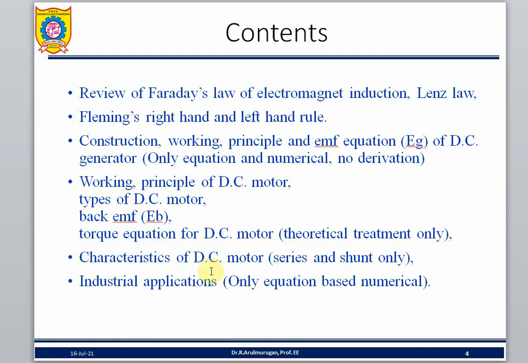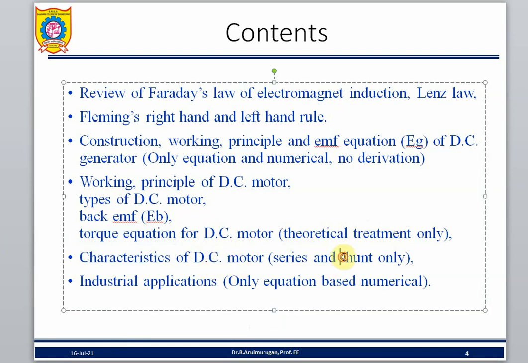Similarly, tell me what are the characteristics of the DC shunt motor and the series motor? If you know the characteristics, automatically you come to know the applications. So we are going to look at these three things. Okay, let's go with that one.